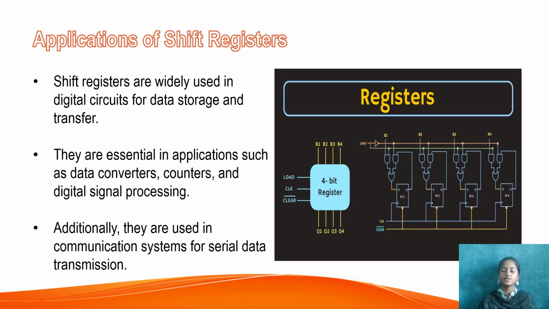Coming to the applications of shift registers. Shift registers are widely used in digital circuits for data storage and transfer. They are essential in applications such as data converters, counters, and digital signal processing. Additionally, they are used in communication systems for serial data transmission. And here are 4-bit register and its circuit diagram.